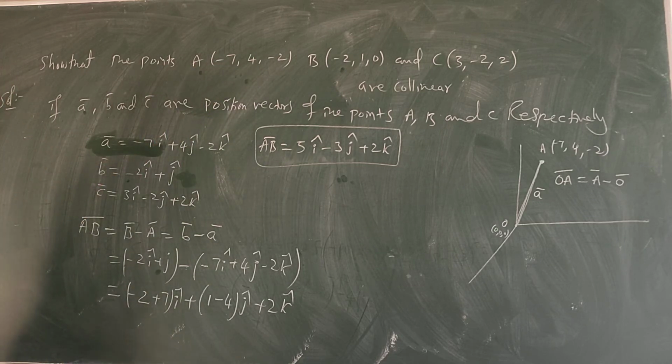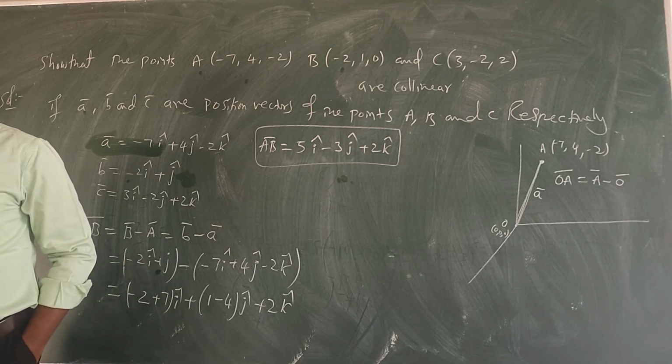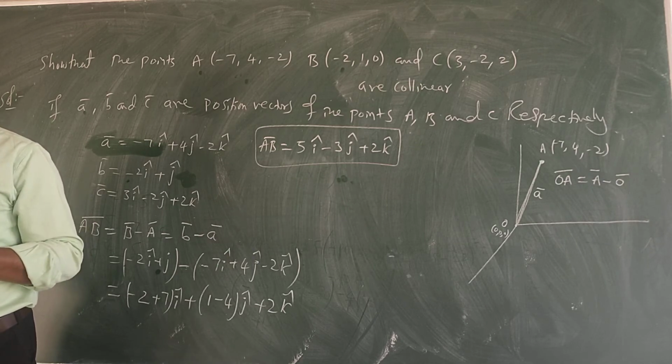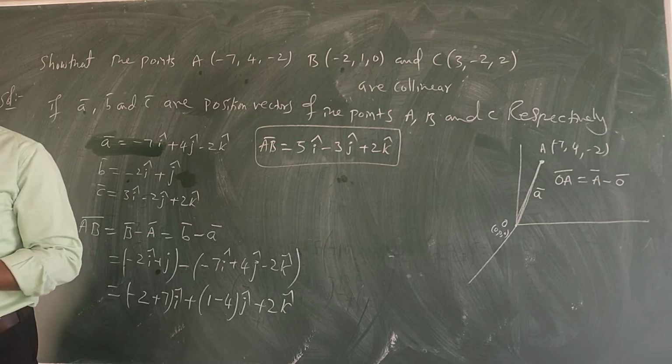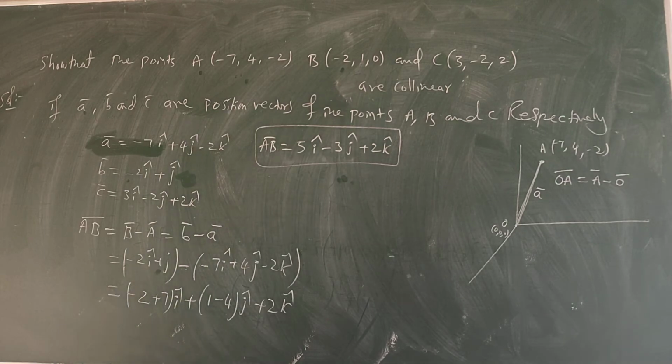Now you take another vector. BC you take or AC you take, anything. You find that one. If you get one vector is some lambda times another vector, we can say they are what? Collinear. We can say they are what? Collinear. So do it.